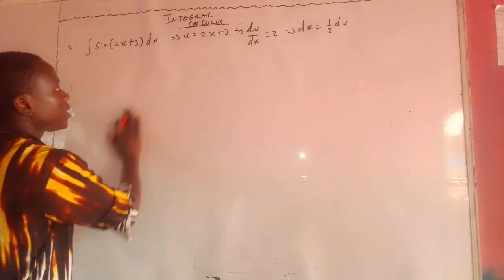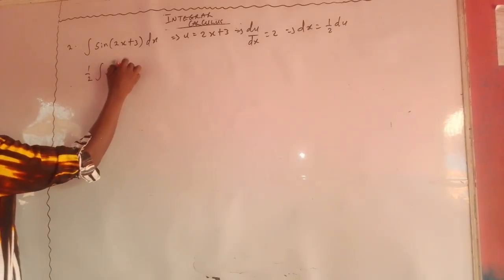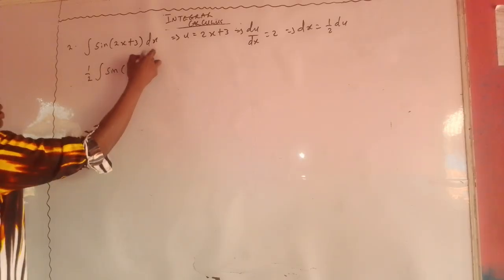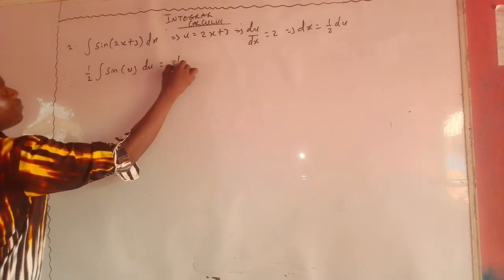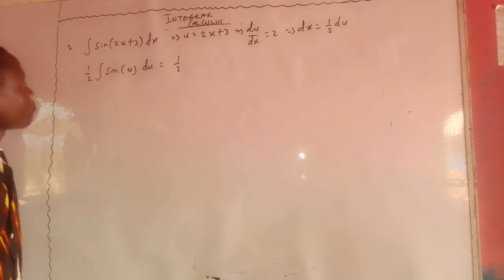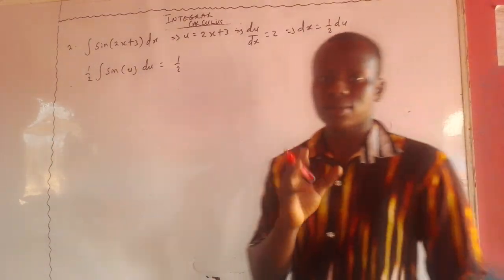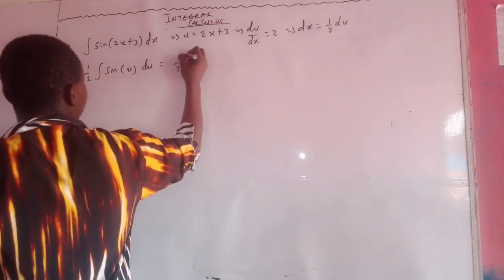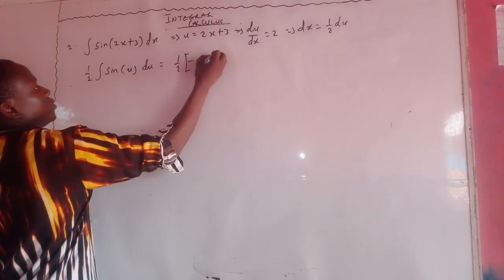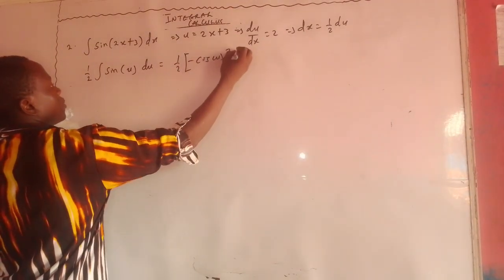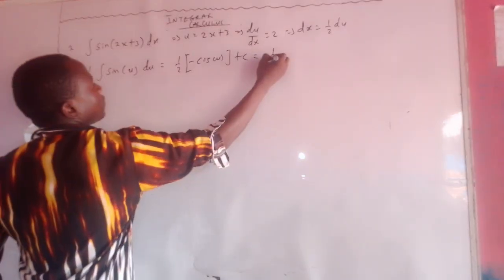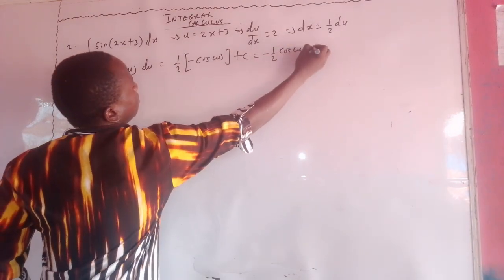Then if you write your integral, we're going to have 1 over 2 integral of sine u du. Don't forget, if you integrate sine u with respect to u, you have minus cos u. Take note of that. So we have negative cos u, then plus constant c. So we have negative half cos u, then plus c.